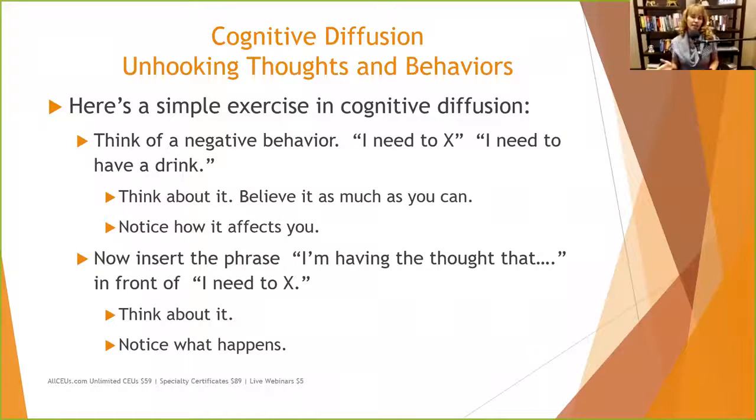So now insert the phrase, instead of saying, I need to have a drink, insert the phrase, I'm having the thought that I need to have a drink. Well, yeah, it's a lot more words, so you've got some time in there. When you say, I'm having the thought that I need to have a drink, in our language, we tend to emphasize the word thought, which helps a lot because you're identifying the fact that it's not something you have to do. It's a thought. And we know that thoughts can come and go. Thoughts can be changed. So encouraging somebody to say, I'm having the thought that I need to have a drink. So what other thoughts could you have?